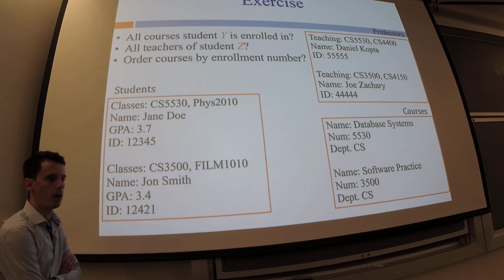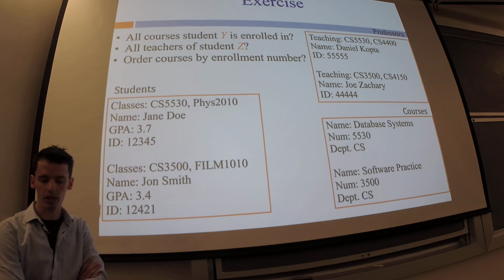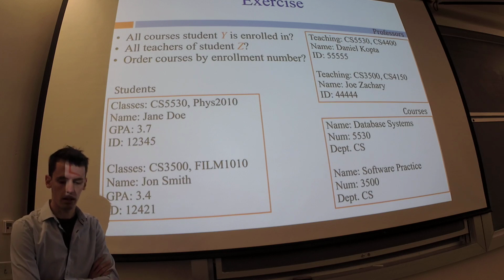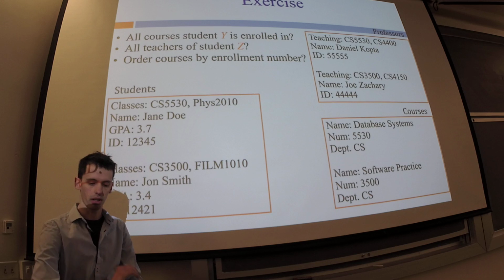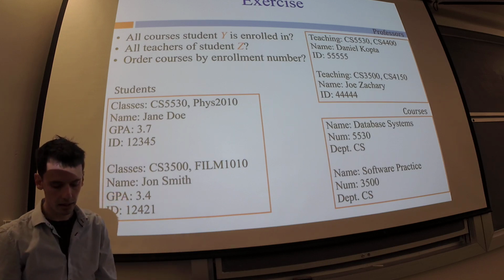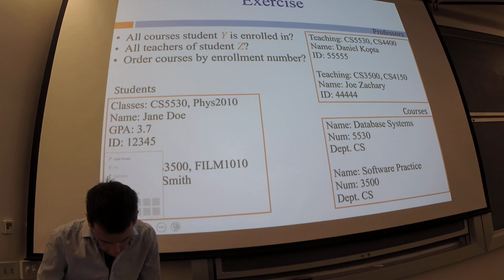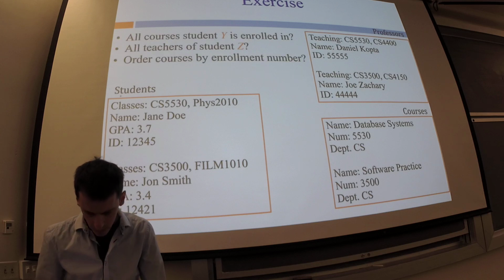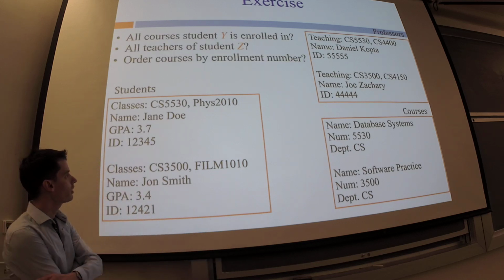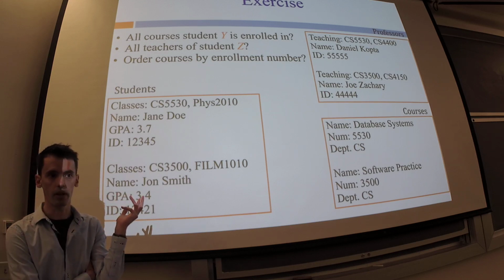Now, I might want to ask all kinds of questions about this information, like find all courses that student Y is enrolled in. Okay, it turns out that's easy, the way I've drawn this. Finding all courses a student is enrolled in is just included right with the student itself, so that's easy.